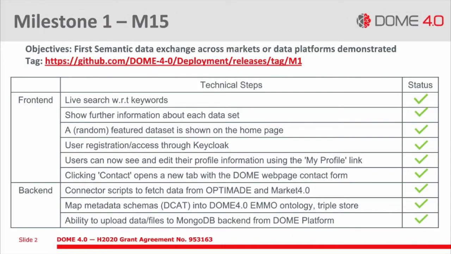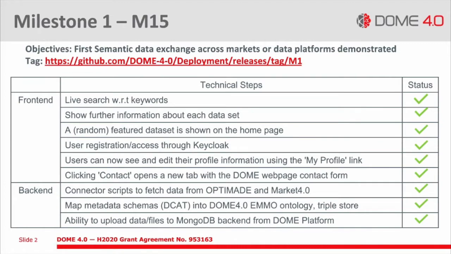The objective of milestone 1 was stated as to demonstrate the first semantic data exchange across markets or data platforms. The table here summarizes the technical steps that we took to achieve this milestone. Starting with the top part of the table, for the front end, new functionalities were added, such as to allow the users to search data with respect to keywords. The keywords put in by the user get passed to the backend to match with any relevant dataset.